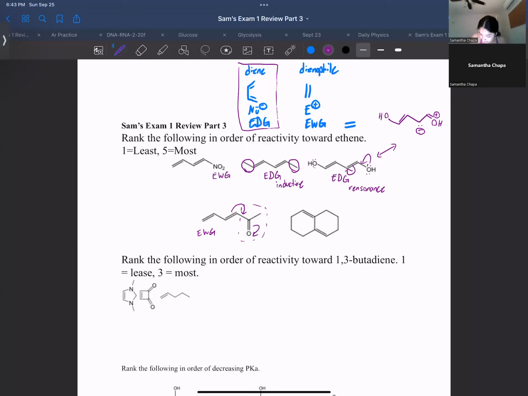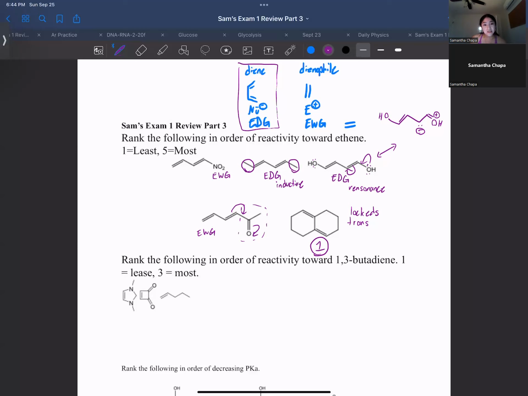And this is a locked in trans diene. In Diels-Alder, we always have to have an S-cis conformation for our diene. So when we're locked in trans, there's no way we can get out of that to go back to S-cis. So this is going to be our least reactive, because it won't undergo Diels-Alder at all. Okay.